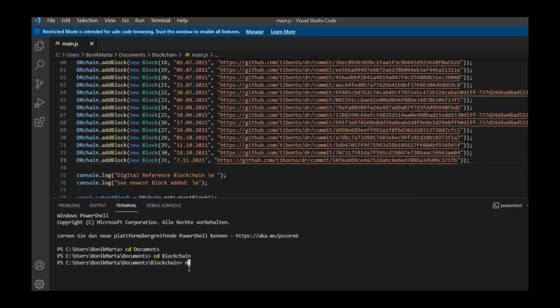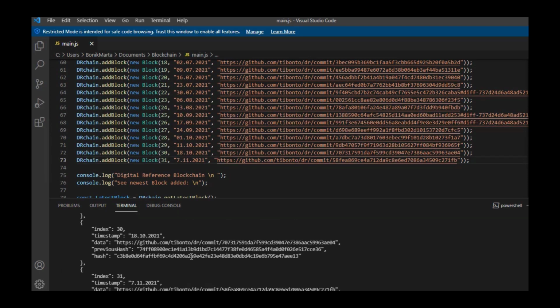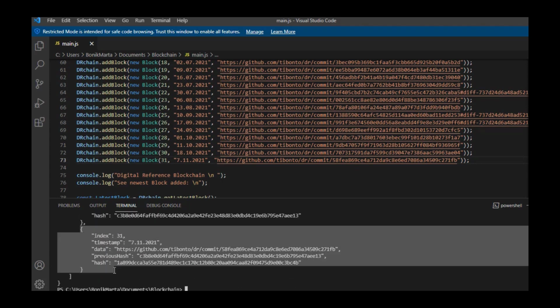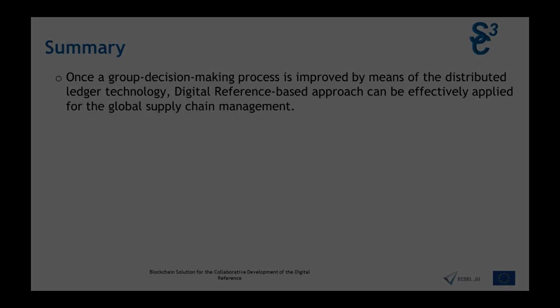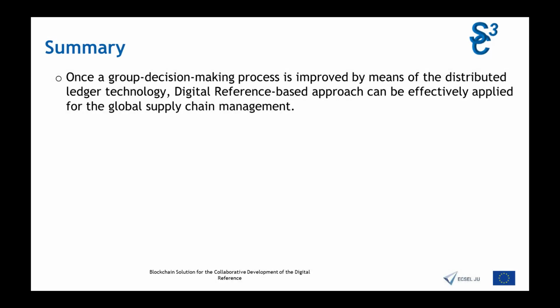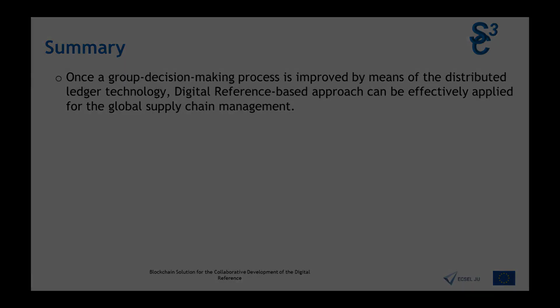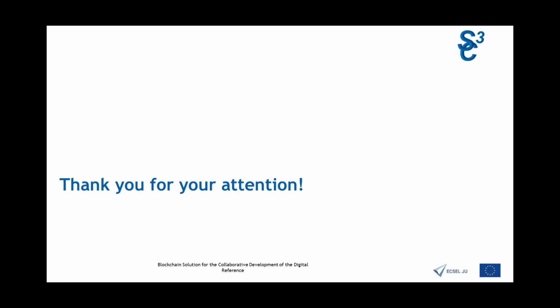Once the group decision-making process is improved in supply chain manufacturing management for semiconductors by means of distributed ledger technology and the ontology-based digital reference approach, global supply chain management can be comprehensively integrated and communicated in an effective way. All in all, this video may be considered a promising aspect: once the group decision-making process is improved by means of distributed ledger technology, the digital reference-based approach can be effectively applied for global supply chain management. Thank you for your attention.